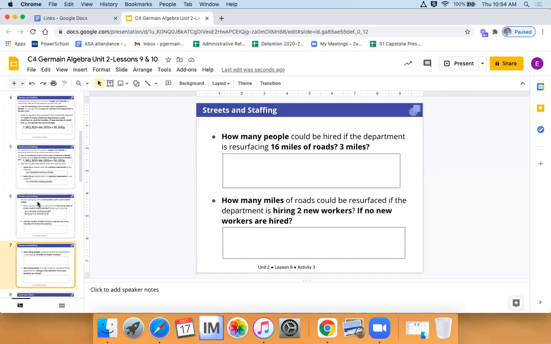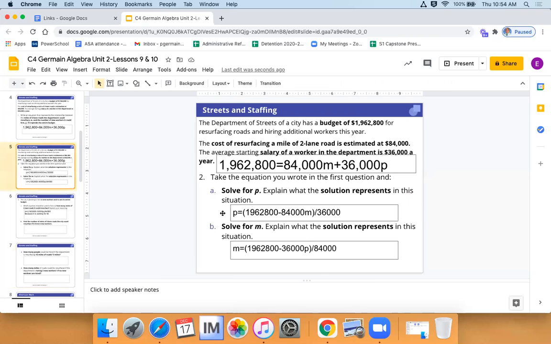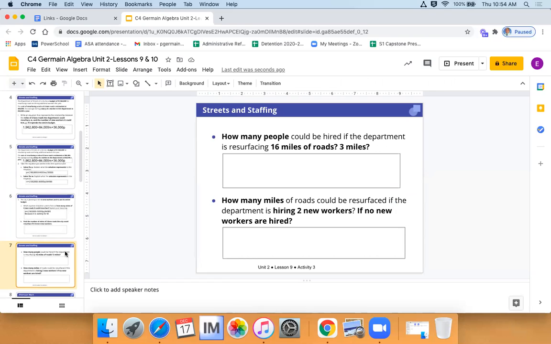On slide number 7, you're going to be using these two equations, A and B, to solve for 4 different values. How many people can you hire if the department is resurfacing 16 miles of road first? Then how many can you hire if we are resurfacing 3 miles of road? Then for the second section, you're going to use a different one of the equations: how many miles of road can we resurface if we hire 2 new workers, and if we hire no new workers?